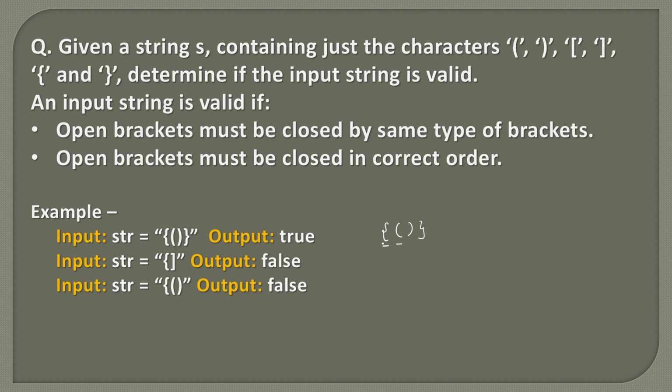Open brackets must be closed in the correct order. So here we have an opening curly bracket and then we have an opening round bracket. If we go ahead, we have a closing round bracket. So this much part is valid because this opening round bracket is closed by the same type of bracket, and this is also in correct order. And at the end we have one closing curly bracket. So this opening curly bracket is being closed by the same type of bracket, and that too in proper order. So this complete string is valid.